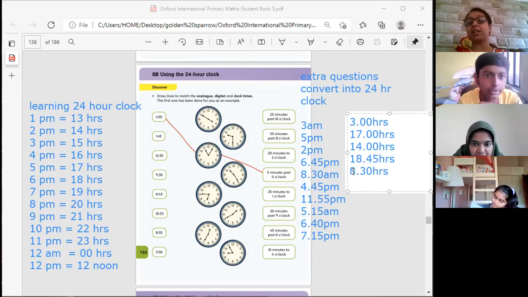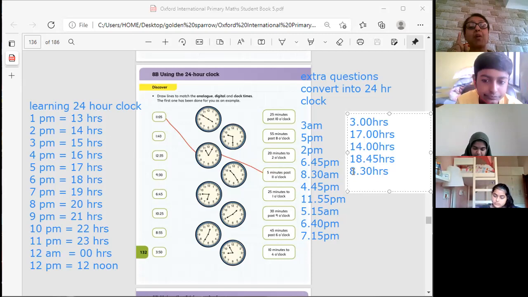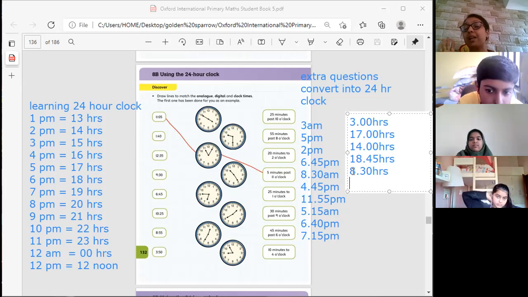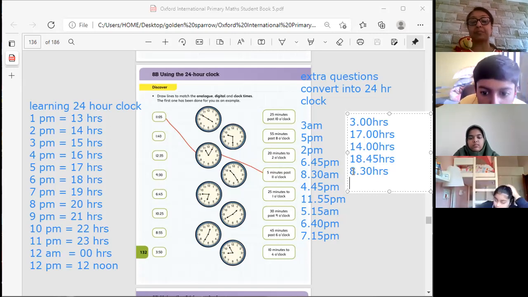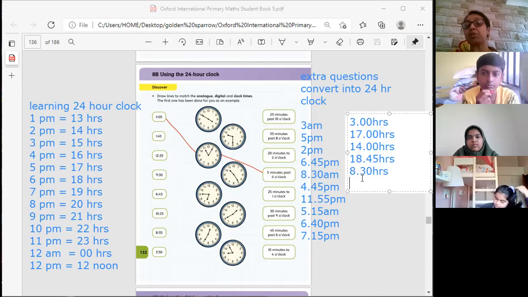Only PM will change. And only AM of 12, you have to be very aware. 12 AM will be 00 hours. That you have to be very careful. Of AM, you have to only worry about 12. Others, whatever it is, you have to write the same. PM, you will have to change.